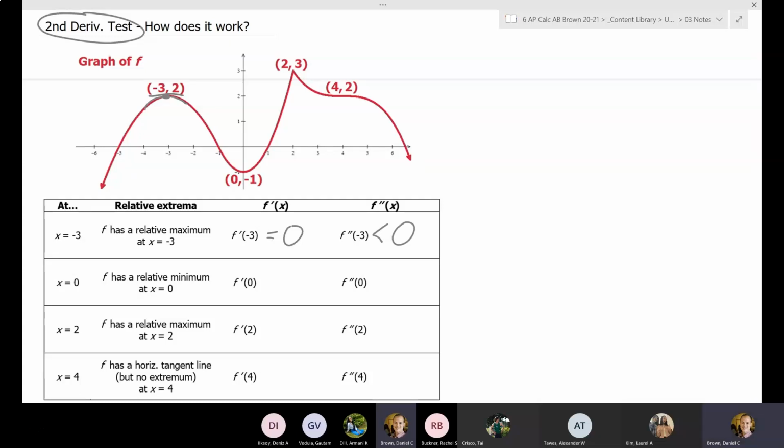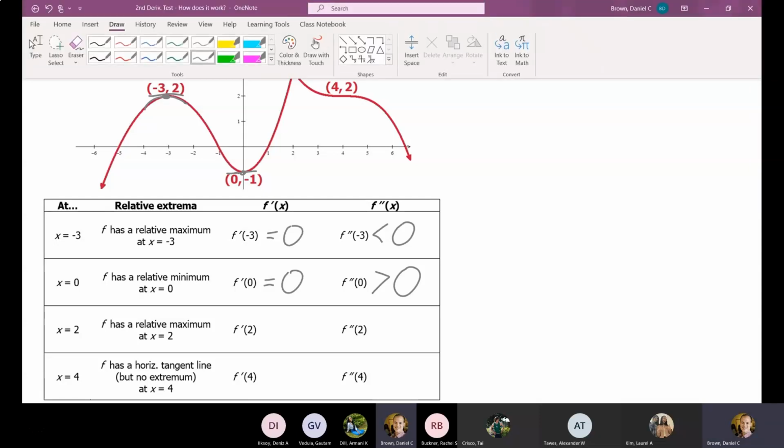This second one, I know I also have a relative minimum at x equals 0. At 0, we have a horizontal tangent line, so we know that the first derivative is equal to 0. The graph makes more of a bowl shape there, so it's concave up, and I know that my second derivative is greater than 0. Those are the two cases where we're going to be able to use the second derivative test.